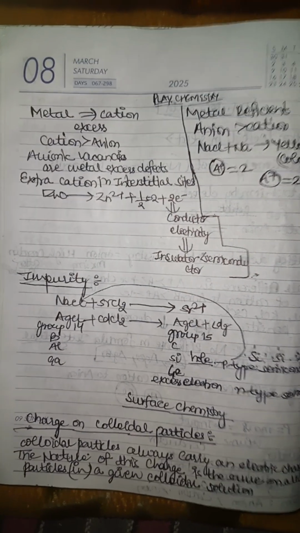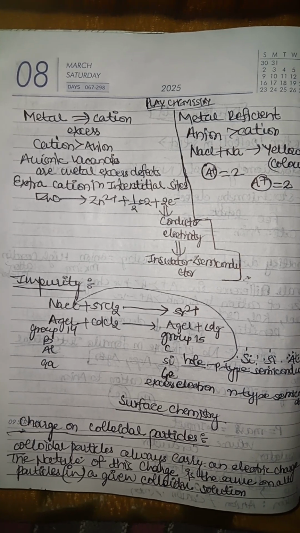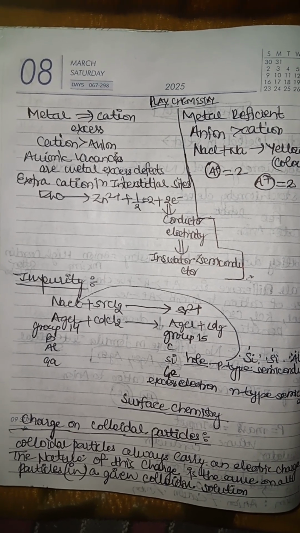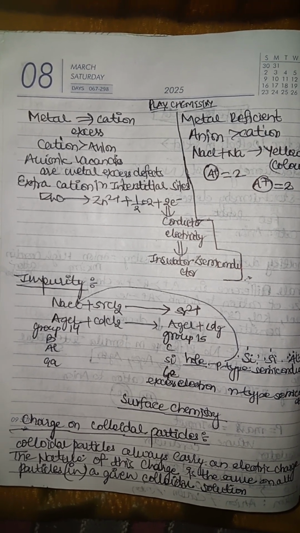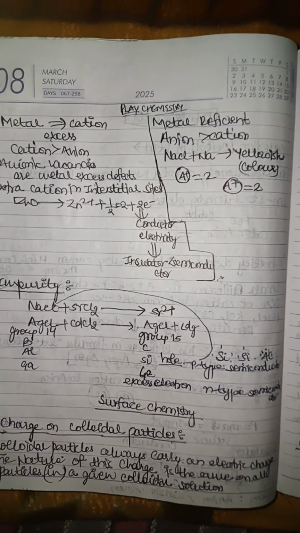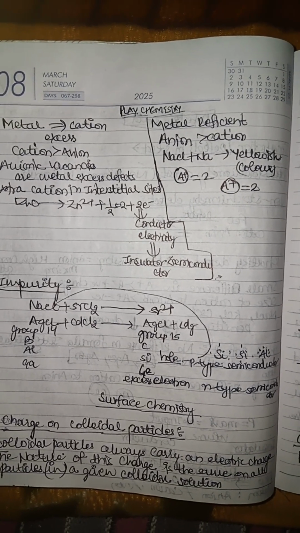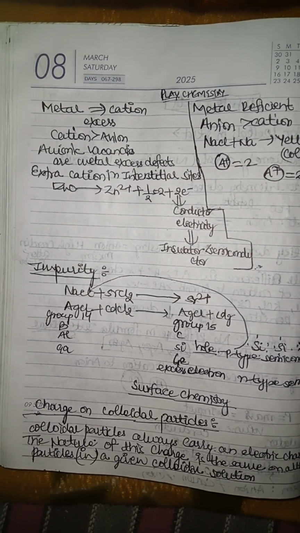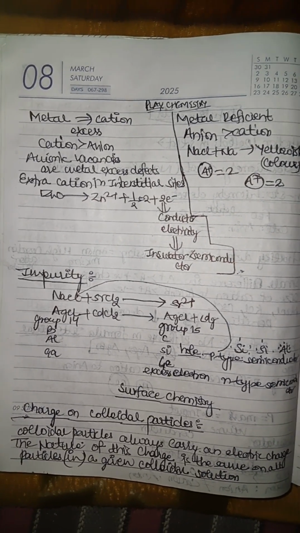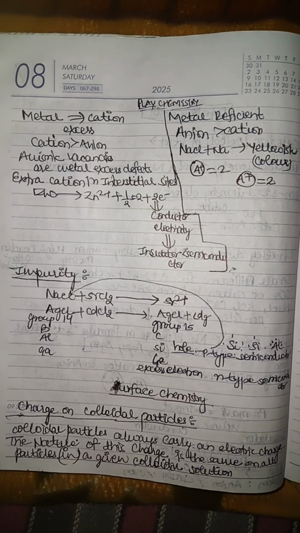Impurity defects: NaCl plus SrCl2 (Sr2+), AgCl plus CdCl2. Group 14 doped with group 15 or group 13 elements like B, Al, Ga, C, Si, Ge: p-type conductor, excess holes; n-type semiconductor. Surface chemistry: colloidal particles always carry an electric charge.